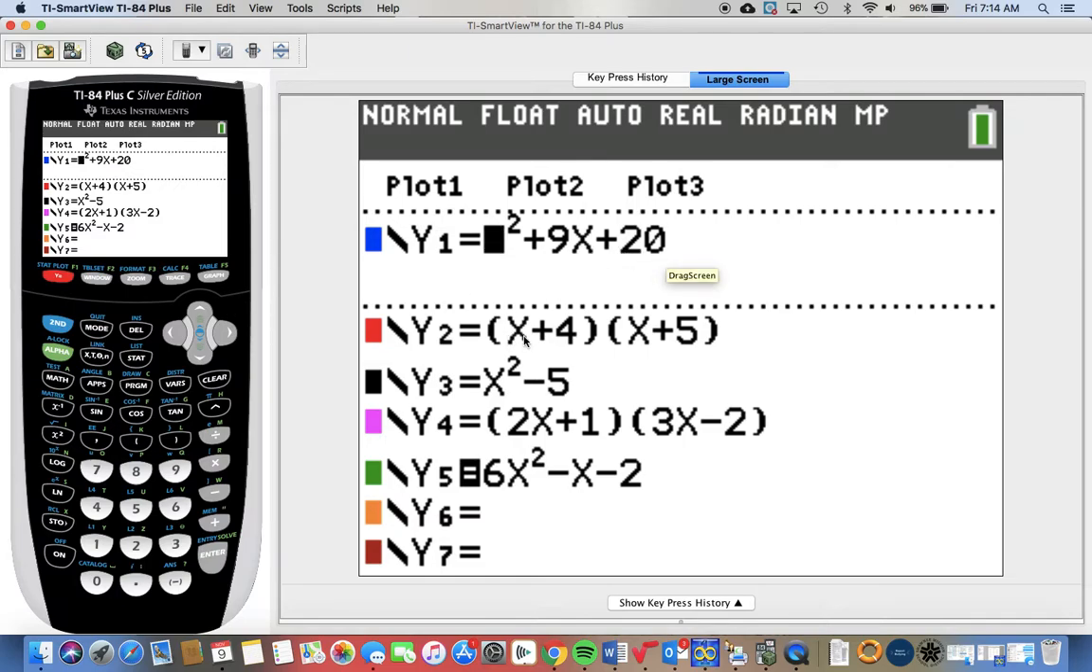Now, here's the other side to that. You do need to have one side of your equation equal to 0. In other words, if this first one had been x squared plus 9x plus 20 equals 7, you have to move the 7 over before you can graph it. You cannot graph it as x squared plus 9x plus 20 if it's not equal to 0.